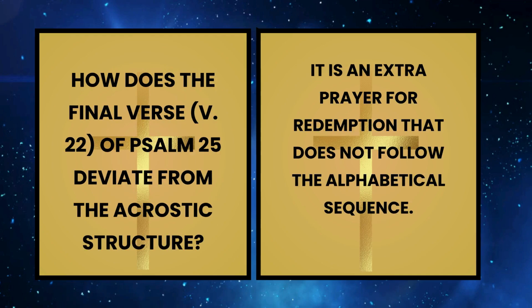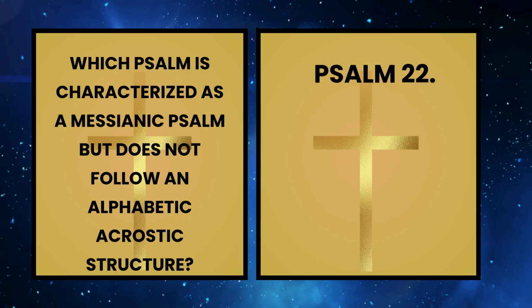How does the final verse, verse 22, of Psalm chapter 25 deviate from the acrostic structure? It is an extra prayer for redemption that does not follow the alphabetical sequence. Which psalm is characterized as a messianic psalm but does not follow an alphabetic acrostic structure? That is Psalm chapter 22.